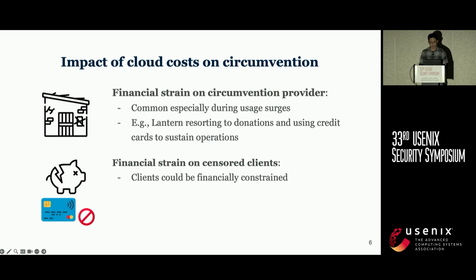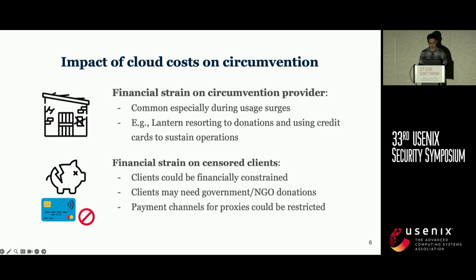And this is because clients could be financially constrained. They could already be using government or NGO donations to access the free internet. Payment channels for proxies could be restricted, and also paying for VPN services could be criminalized. So what this unfortunately means is that dodgy free VPN services, for example in Russia, are in frequent demand. And this is besides the fact that they have opaque ownership and they often harvest user data to sell to data brokers. So for sustainable operation of legitimate VM-backed proxies, we must consider cost.